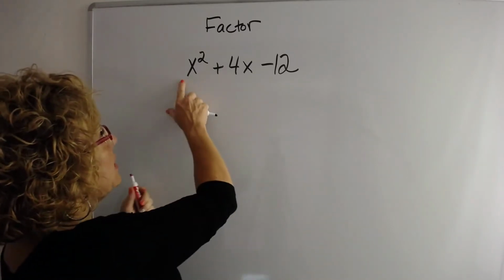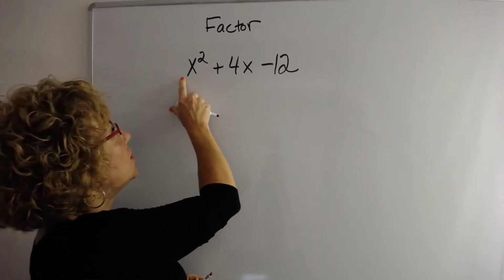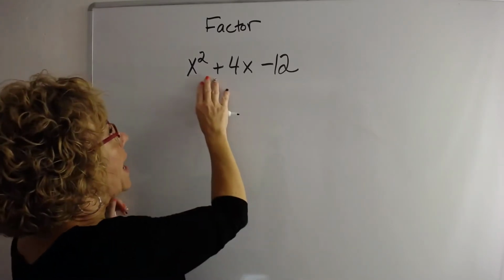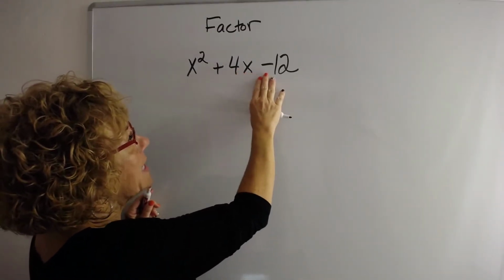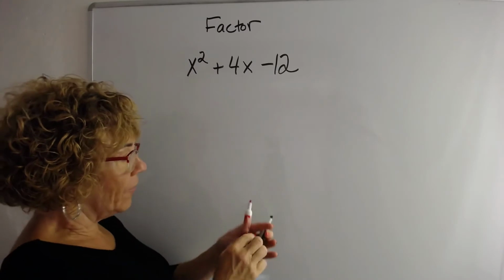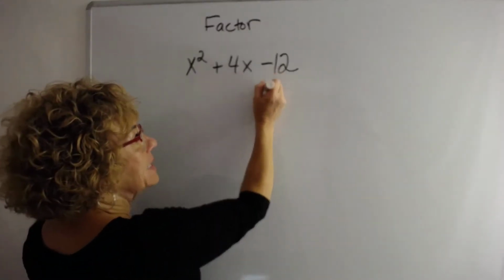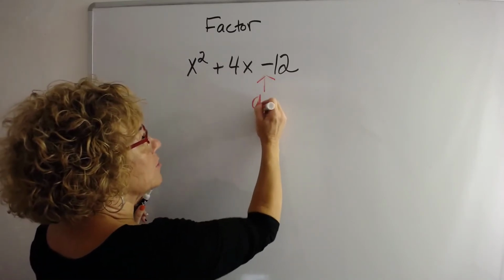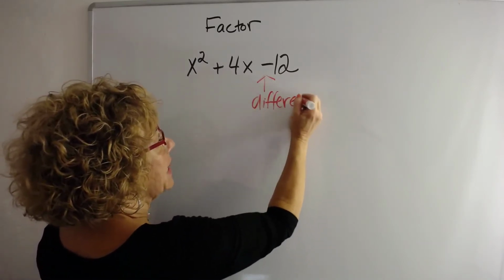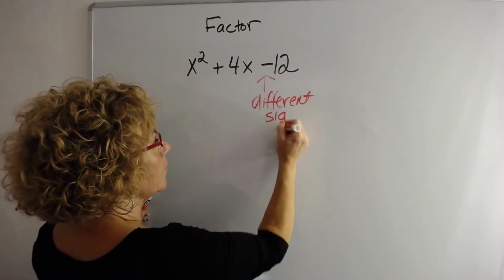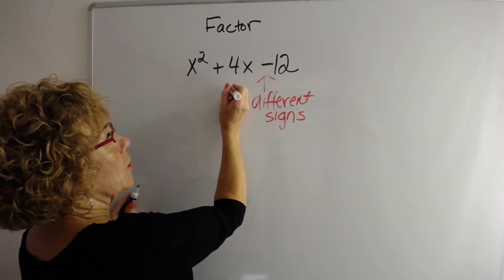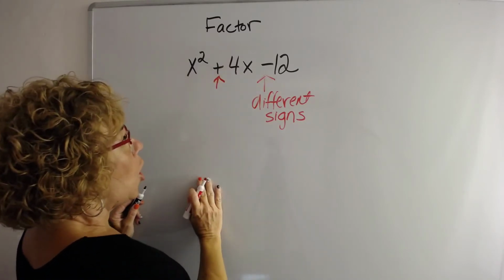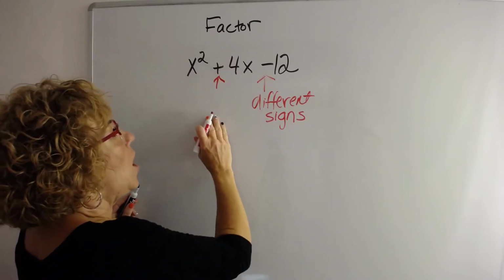I call this an easy trinomial because the lead coefficient is 1. Also, we want to pay attention to the signs. When I look at our trinomial, the last term is minus 12. When we have that minus 12, that subtraction, we know that our factors are going to have different signs. The middle term is plus 4x. Since we have a plus, we know that they must sum to a positive 4.